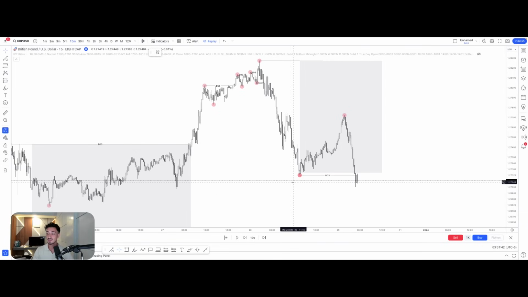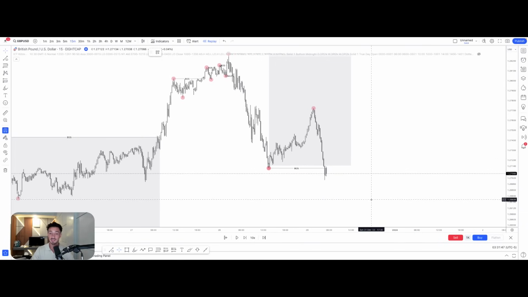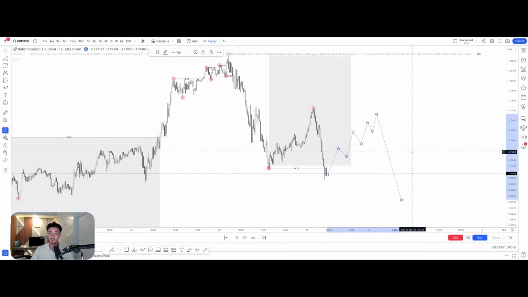And so we're very clearly right on the market structure more times than we're wrong. And so what are we expecting now? We're expecting for price to come back, right? Something along the lines of this before trading lower.